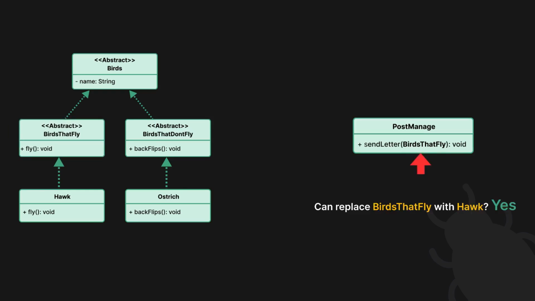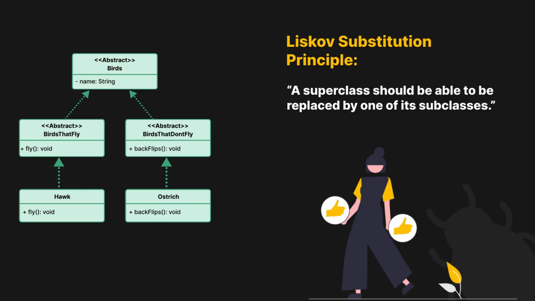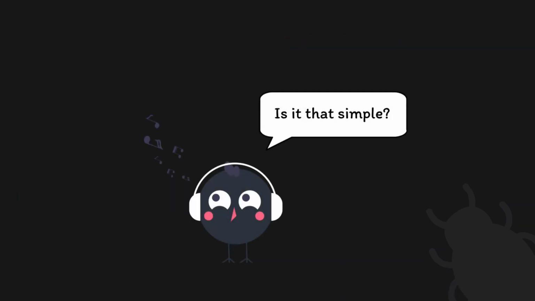Note now that if we substitute any one of the subclasses of birds that fly, we will have the expected behavior and side effects. So now we will be adhering to the Liskov substitution principle. It's not that difficult, but notice one more thing.